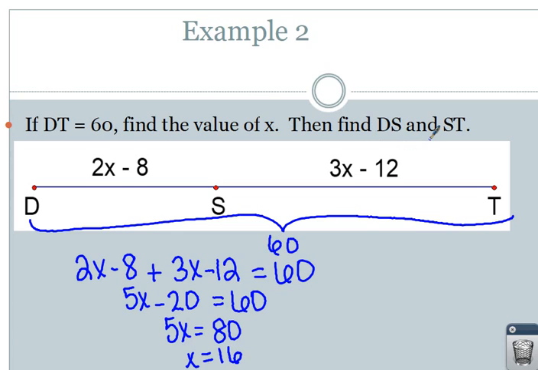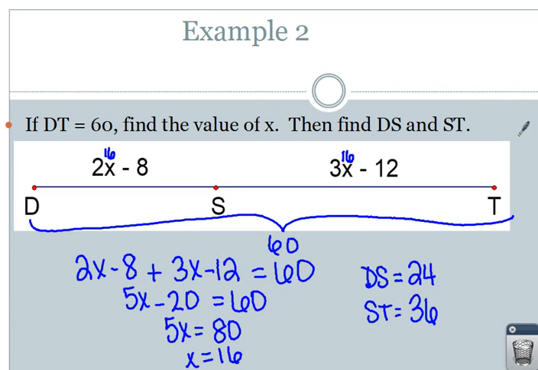Then they ask us to find DS and ST. So in order to do that, you have to plug in the 16 into the problem right there and right there and figure out what those two are. Okay, so for DS, we plug in 16. We take 2 times 16, which is 32, minus 8 gives us 24. And then ST, 3 times 16 is 48, minus 12 is 36. Now remember that that whole segment has to be 60. So if we add DS and ST together, we better get 60. And that happens to be the case, so we're good.